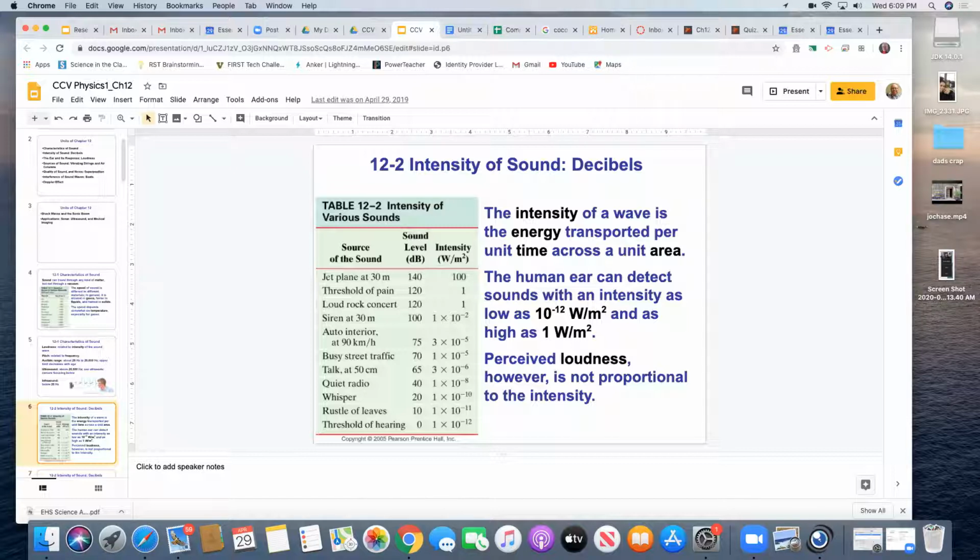So intensity is a combination of how much power there is and how spread out that power is. But sound level, or again called relative intensity, means relative to the threshold of hearing. So that's why the term relative intensity is used.